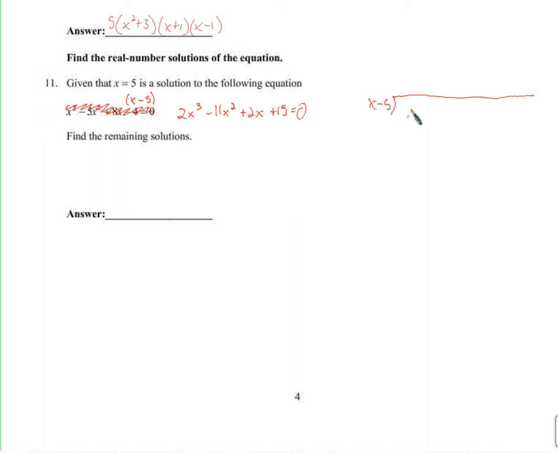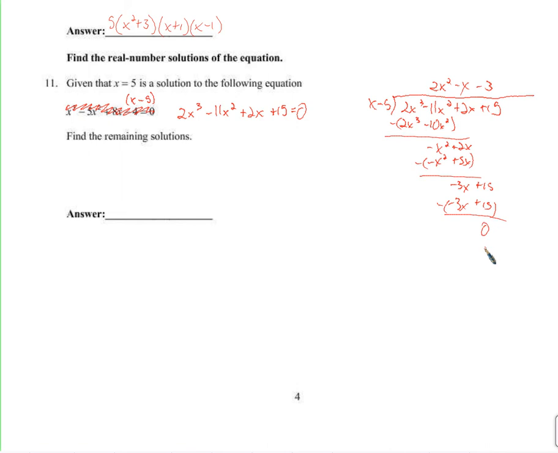I'll again use long division. All right, so get started with 2x squared. 2x times negative 5 is negative 10x squared. You subtract. We get negative x squared. So I'm going to multiply by negative x. Gives me negative x squared. Bring down that 2x. Negative x times negative 5 is 5x. Subtract. We get negative 3x. We'll bring down that plus 15. Multiply x by negative 3 to get negative 3x. Negative 3 times negative 5 is positive 15. Just like we wanted. If we subtract, we get a 0 remainder.